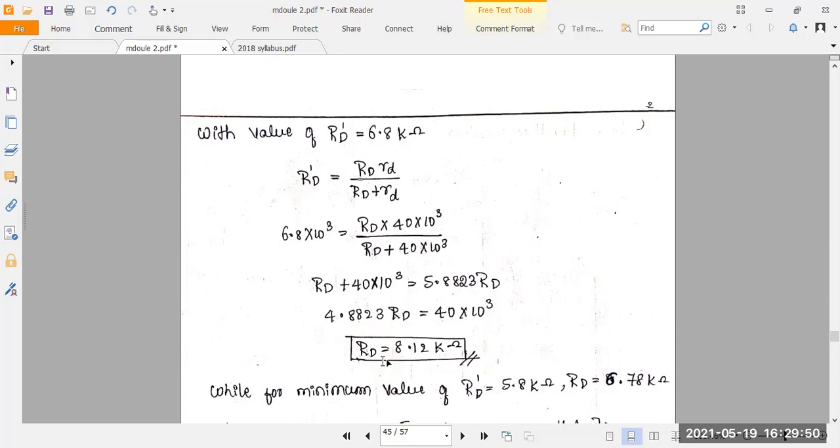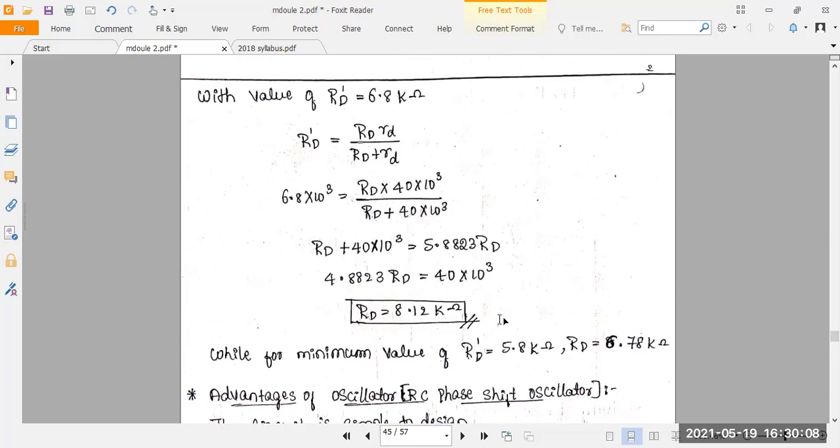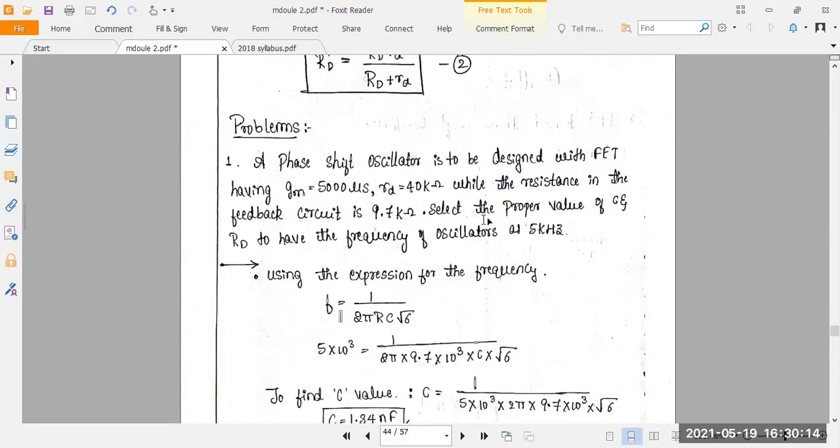So what did you get for RD? 8.12 kilo. RD dash, 6.8 kilo. The given value here was wrong. RD we got 8.12. Okay, RD dash 6.8 kilo. Understood? So this is the answer for this question here.